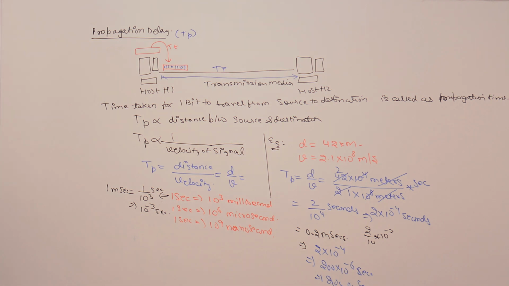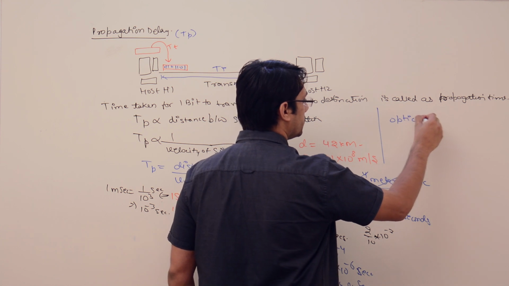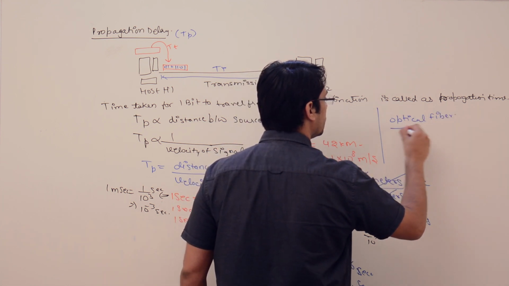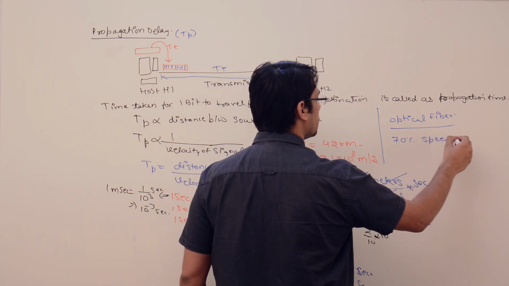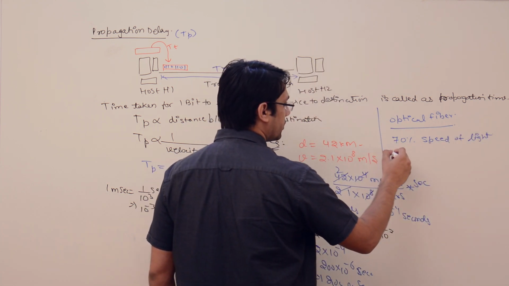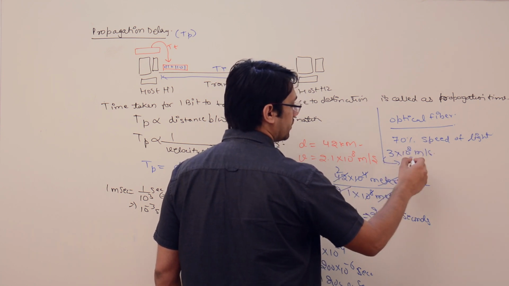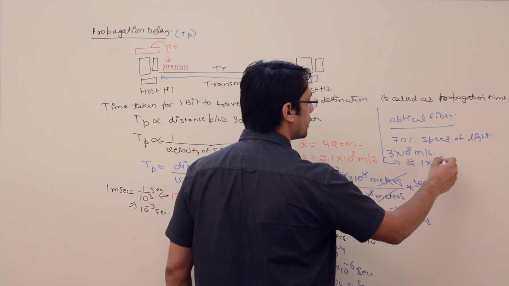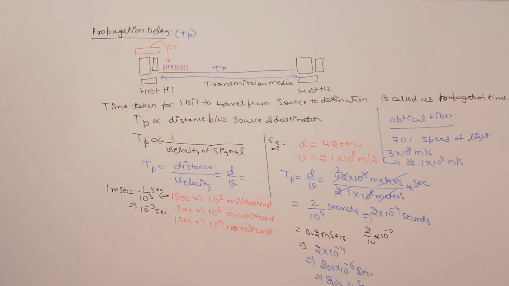Now you know what propagation delay is. Generally, in computer networks, in case of optical fiber cables, the signal travels at 70% of the speed of light. That means if the velocity of light is 3 into 10 raised to power 8 meters per second, in optical fiber the signal travels at around 2.1 into 10 raised to power 8 meters per second. That is why I have taken this velocity.